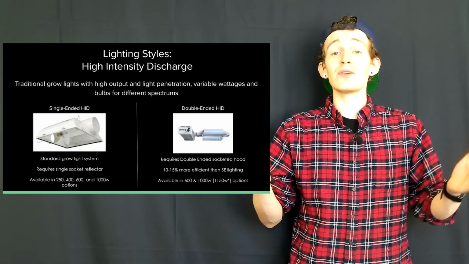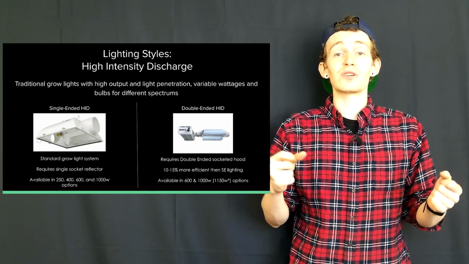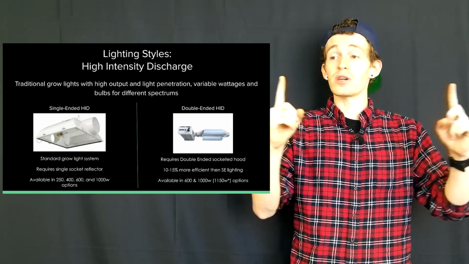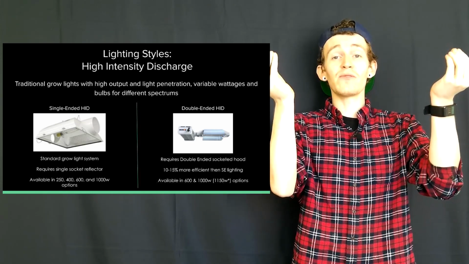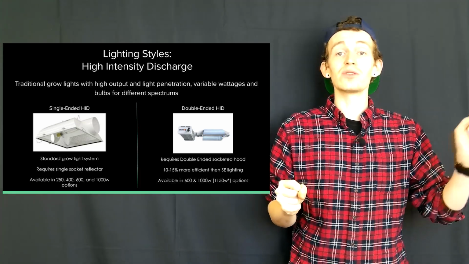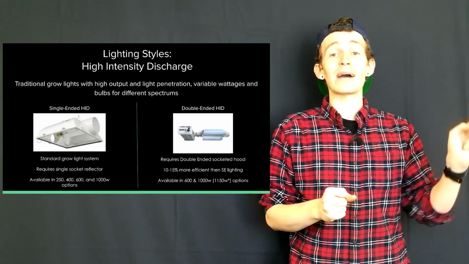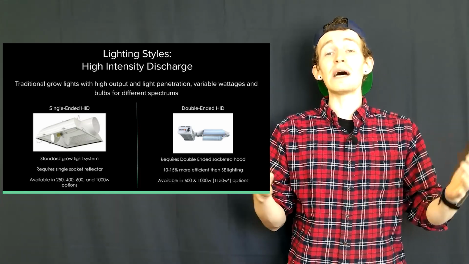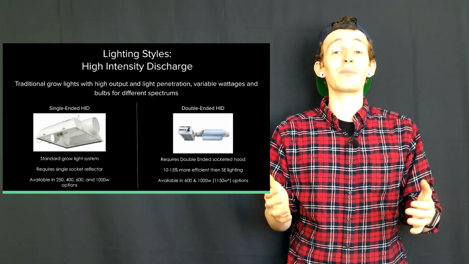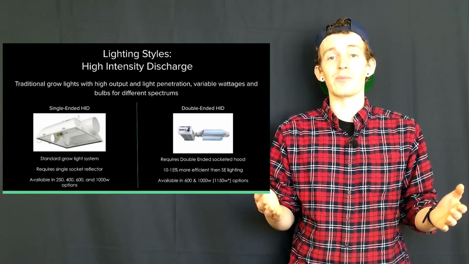Double-ended HID fixtures, rather than using a bulb that has a socket that screws in, have a two-point connection, which are going to be two wires that slide into the fixture and lock in. Because of these two points of connection and the fact that the electricity can run through the entirety of the bulb rather than having to run to the top and back like it does in a single-ended fixture, you tend to see that double-ended HID fixtures operate anywhere between 10 to 15% more efficiently than their single-ended counterparts.